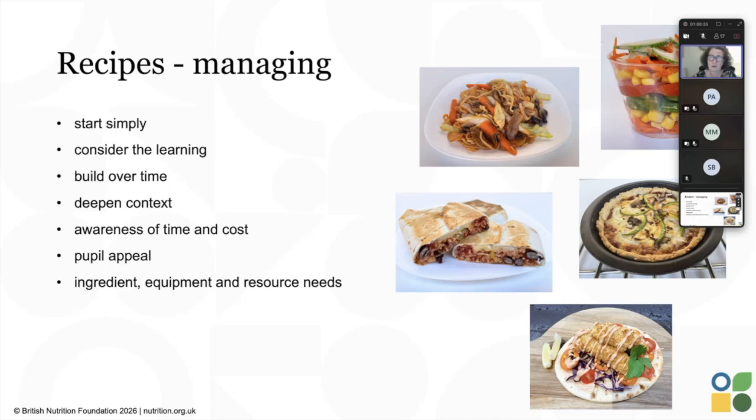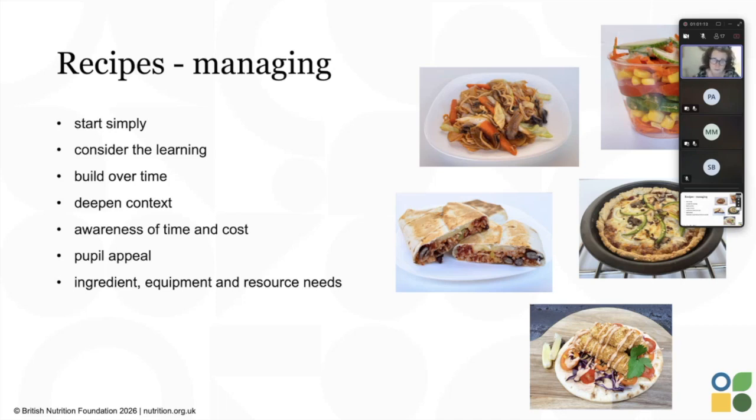And then also the cost of recipes. We've tried to be really careful about the cost of ingredients that we're asking schools to use, and we've given options for alternative ingredients, perhaps using things in season, perhaps using frozen or canned vegetables, just to try and reduce the cost where possible. And then also pupil appeal. Roy mentioned earlier on some research that we at B&F did a few years ago, and we've really tried to build that in and introduce some recipes that we really think the pupils will enjoy making, and you as teachers will enjoy making as well.